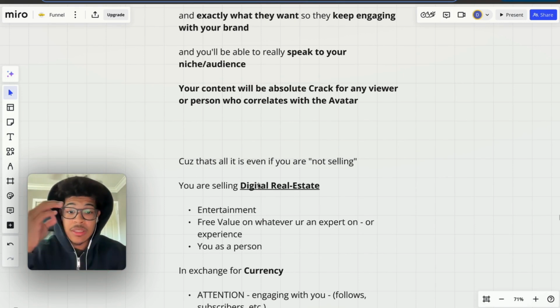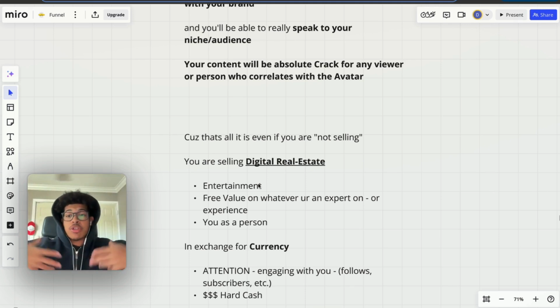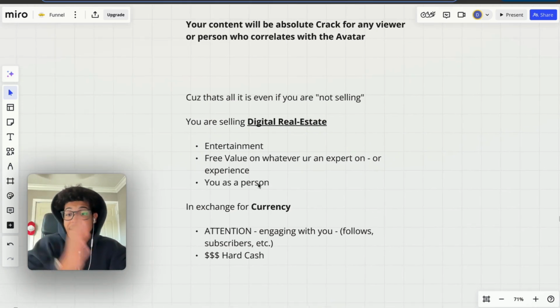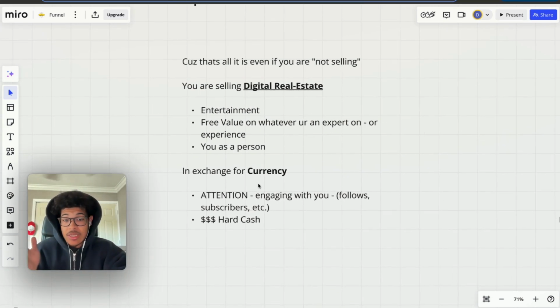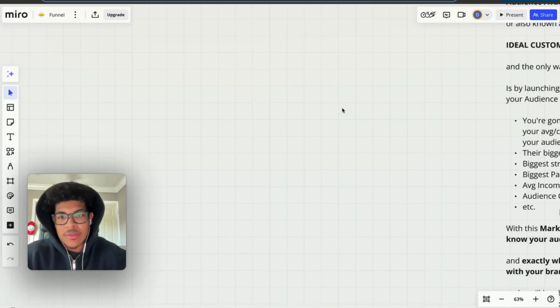Even if you're not selling anything, you still are selling something. You're selling digital real estate. You're selling entertainment, free value, or whatever you're an expert on or have experience in. You as a person, you're selling yourself. If you have a personal brand, you're selling yourself in exchange for currency, attention. Attention is currency. It's the biggest currency of this generation. Engagement, right? Follows, subscribers, likes, engagement, or hard cash. So that's exactly what this video is going to be about.